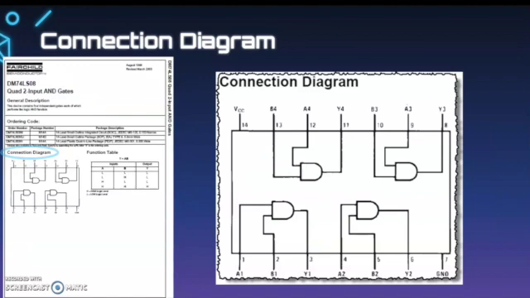The next thing we have is our connection diagram. So these chips are actually physically small little tiny black boxes, and they have a total of 14 pins on the exterior. These pin numbers tell us how we can connect things. As you can see, pin 1 and pin 2 are inputs, and the output is pin 3. So if we had a high signal in 1 and a high signal in 2, we would have a high signal in 3.